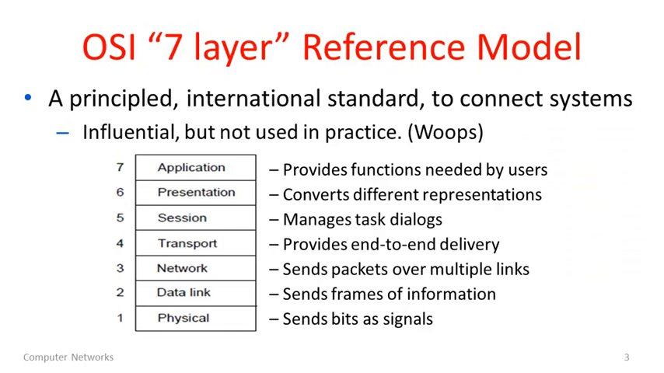It's called the OSI 7-layer reference model. Now, this is a principled international standard effort. It's all about providing a reference model that will allow systems to be interconnected. Systems made by different people, that is, different manufacturers, to be interconnected in a way such that they'll all work. It's been tremendously influential. It was actually put together by a standards body, probably all in the 1980s. But even though it's hugely influential, it's not really used in practice.